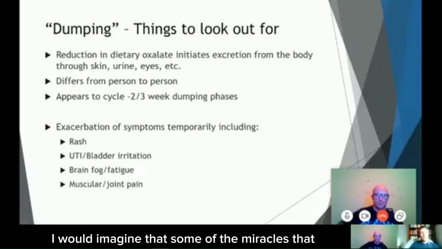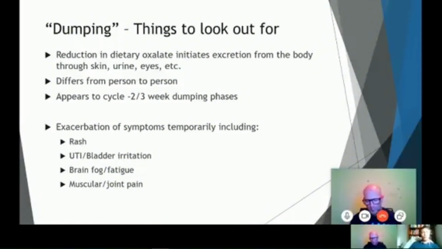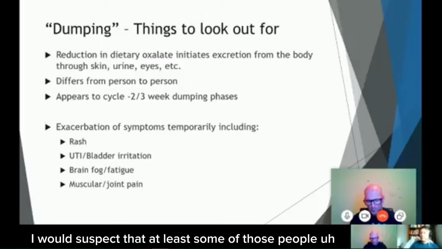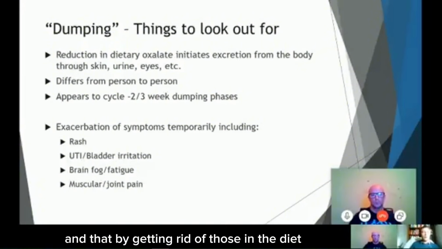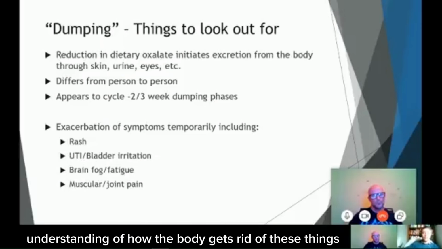I would imagine that some of the miracles that we see in the carnivore community, in terms of people reducing their pain by 90% within a week or two, I would suspect that at least some of those people are actually suffering from oxalate related problems, and that by getting rid of those in the diet, you're actually really helping the body to process that along. So just to sort of round this up, to give the listeners some understanding of how the body gets rid of these things.